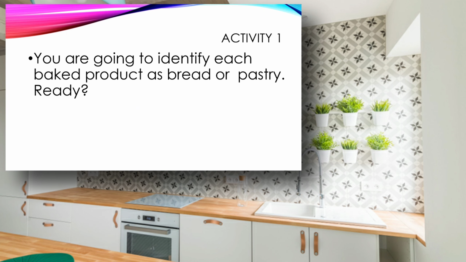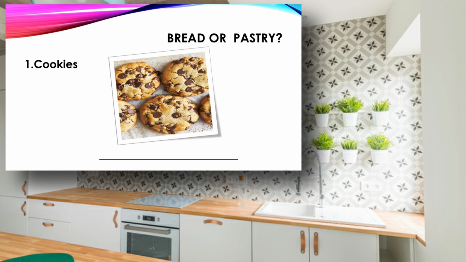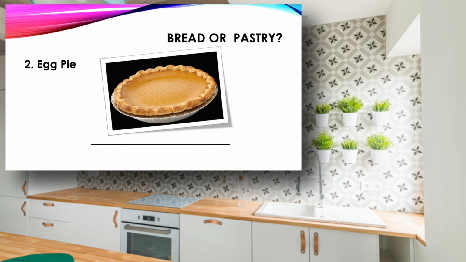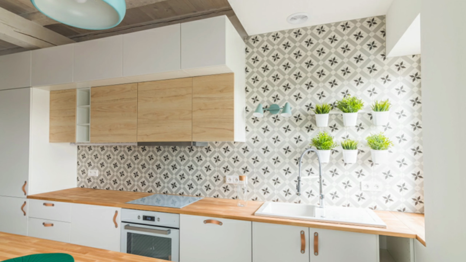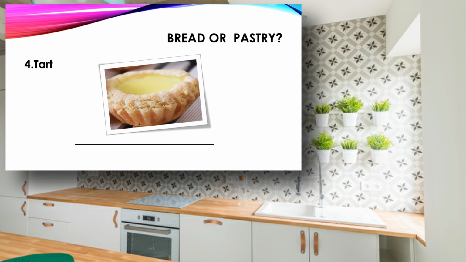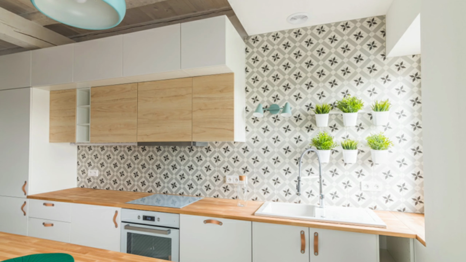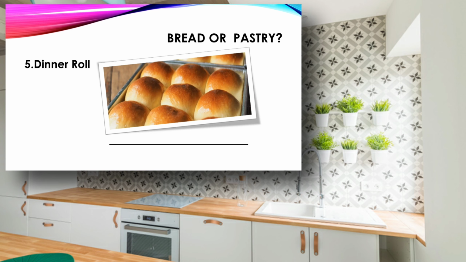In a clean sheet of paper, you're going to categorize and write whether the baked product is bread or pastry. Again, you just have to write bread or pastry. Number 1, cookies. Number 2, egg pie. Number 3, cream puff. Number 4, tart. Number 5, dinner roll.